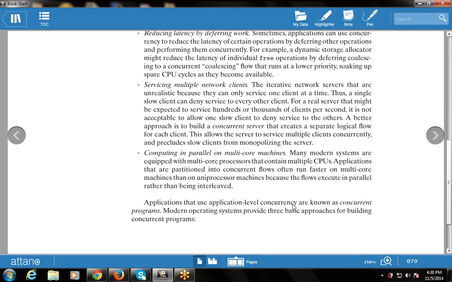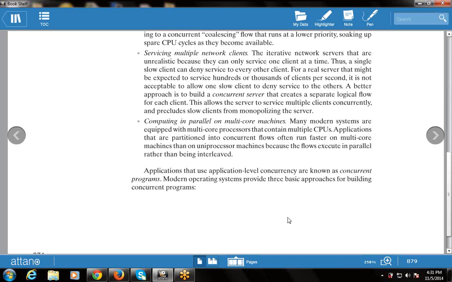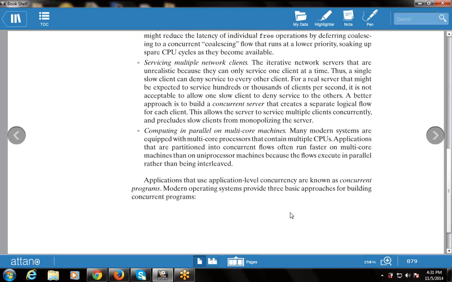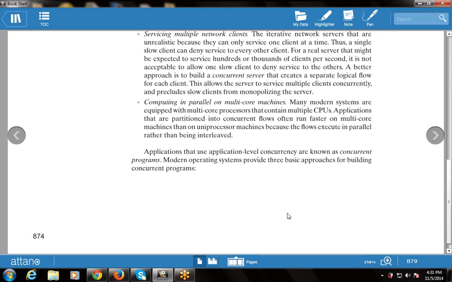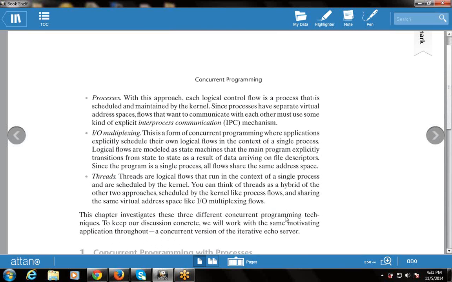Applications that use application-level concurrency are known as concurrent programs. So if there is any application that uses concurrent processes or concurrency, that is known as a concurrent program. Modern operating systems provide three basic approaches for building concurrent programs.